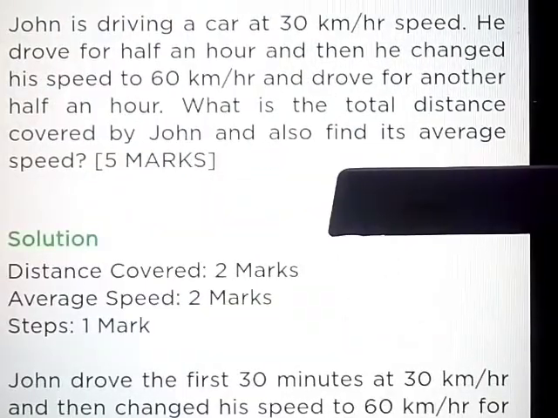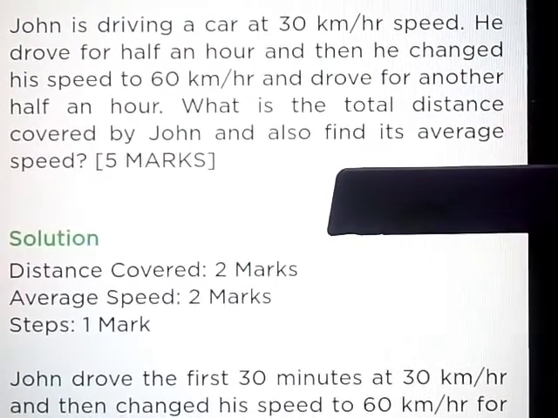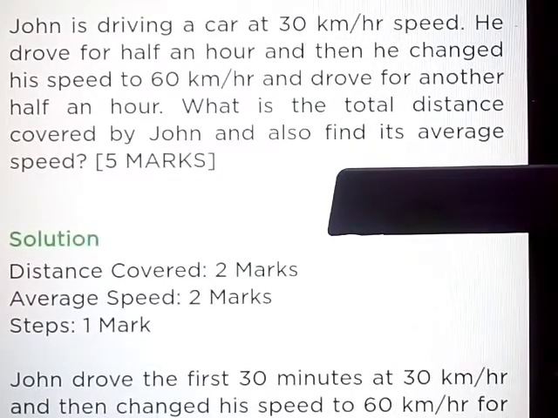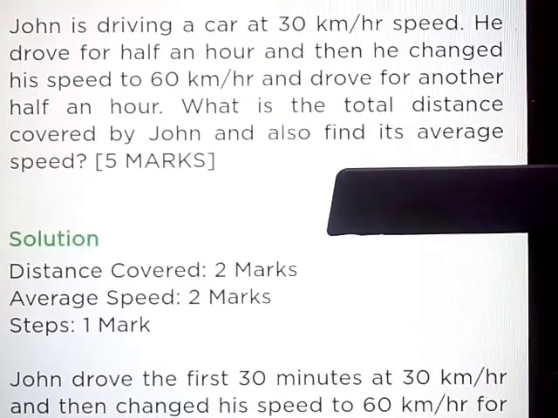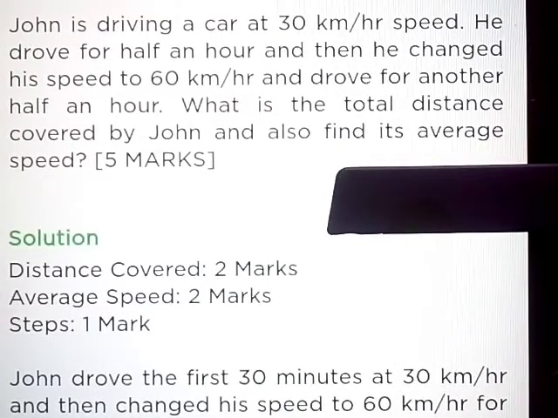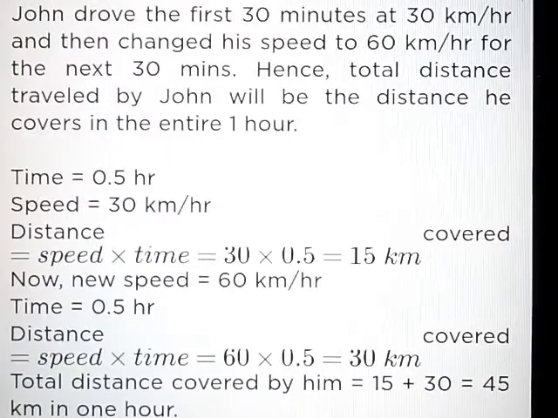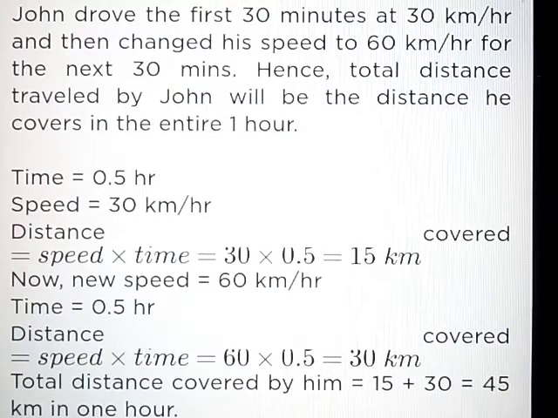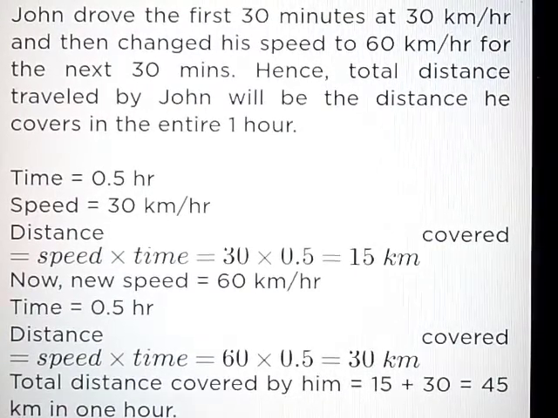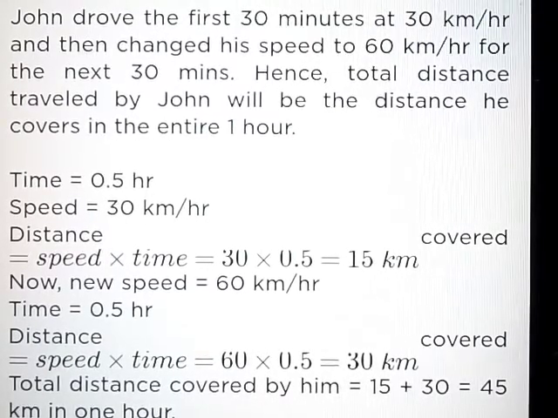Question number 13. John is driving a car at 30 km per hour speed. He drove for half an hour and then he changed his speed to 60 km per hour and drove for another half an hour. What is the total distance covered by John, and also find its average speed? John drove for the first 30 minutes at 30 km per hour and then changed his speed to 60 km per hour for the next 30 minutes.